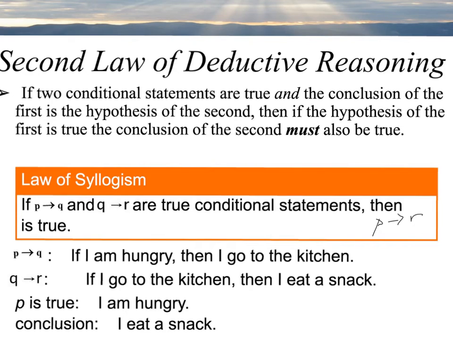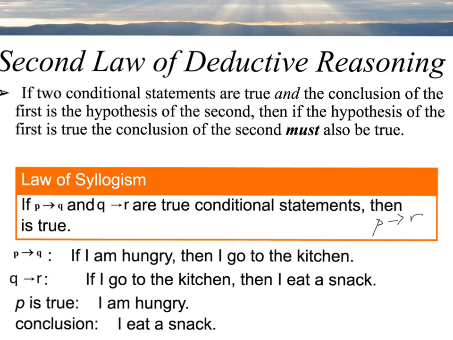All right, we've got one more law of deductive reasoning to talk about, and this one's called the Law of Syllogism. Again, it's much more important to me that you really just understand the idea behind it than remember that that's what it's called. So this law says that if two conditional statements are true and the conclusion of the first is the hypothesis of the second, then if the hypothesis of the first is true, the conclusion of the second must also be true. Whew, it's a lot of words. You can also read this part right here if you'd like. I'm going to skip down. I think you'll understand this from going over the examples.